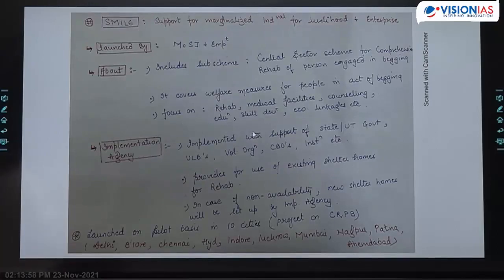There has been an initiative taken by the government, by the Ministry of Social Justice and Empowerment. There is a central sector scheme for comprehensive rehabilitation of persons who are engaged in begging. So rehabilitation measures would be provided: medical facility, education, skill development, counseling, economic opportunities, all of that would be provided to them. बस इतना ही पता होना चाहिए.